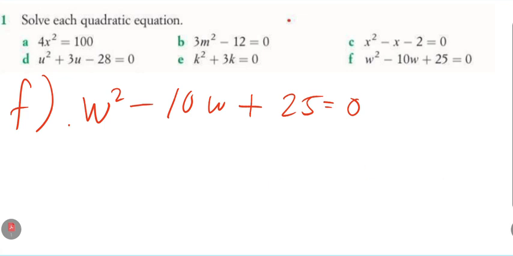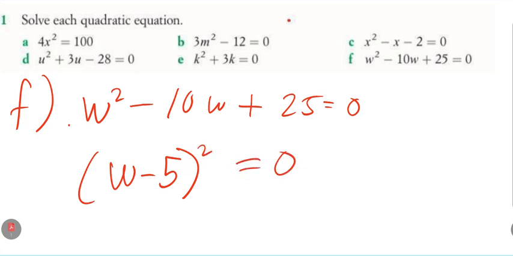Now, let's reorganize this as a perfect square trinomial. If you can remember the perfect square trinomial, that's going to give us the W's, right? And the 25. So we're going to write it here as W minus 5 squared, and that's equal to 0.